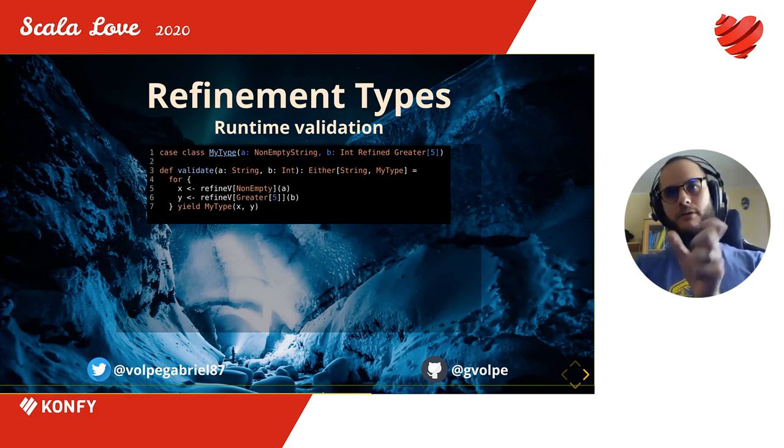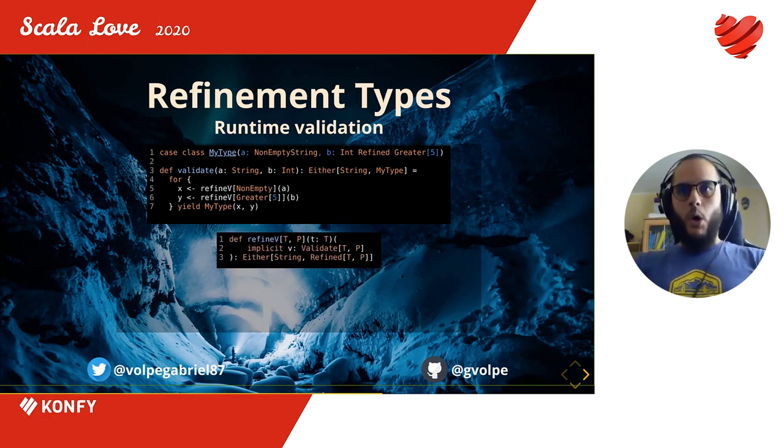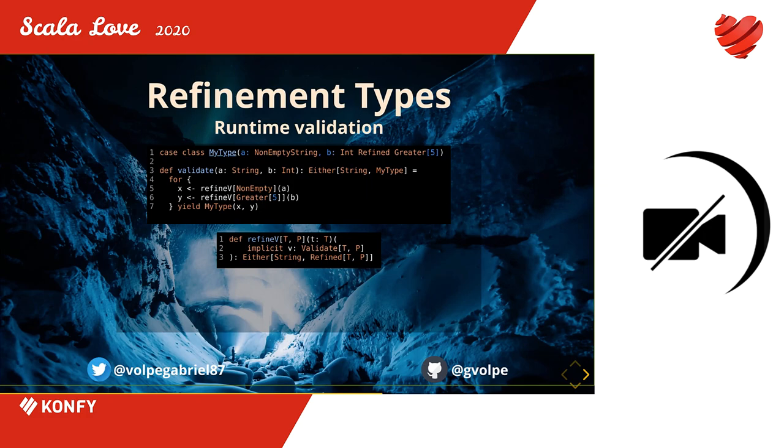The type parameter that you can see in the square brackets is the predicate. And then it takes the raw argument. So this refineV function is more or less defined. It has this shape. It returns an Either of a Left with the string error or a Right of the refinement type.